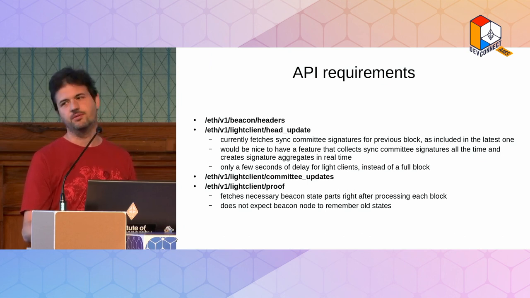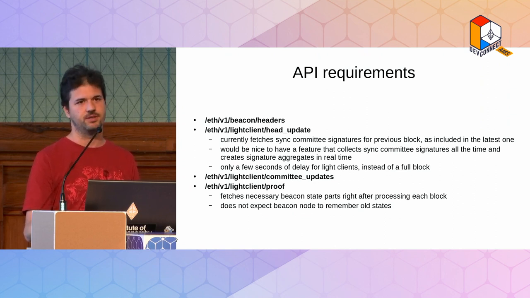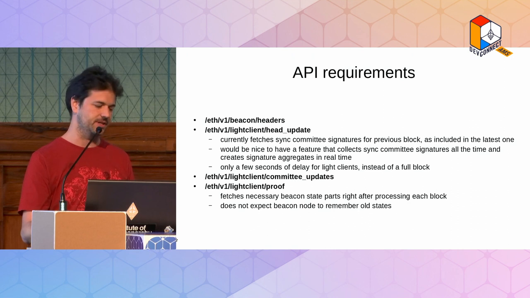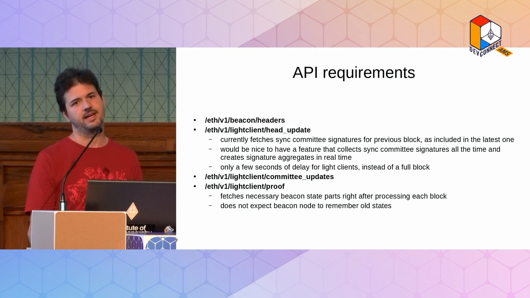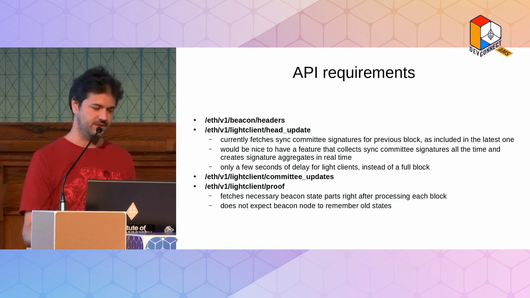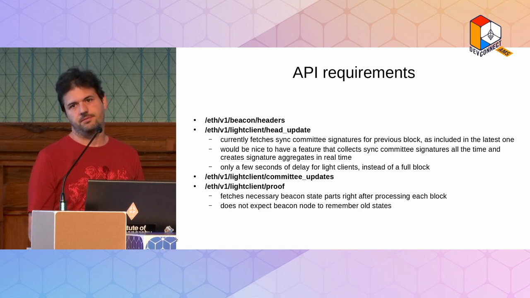It would be possible to be connected to the sync committee gossips all the time, gather all the signatures and continuously aggregate them, basically providing a signed header as soon as possible, which would probably be a few seconds after it was proposed. Right now, with this first implementation, we have a one block delay with the light clients, but that's avoidable. And we need, of course, the sync committee updates and some parts of the beacon chain.